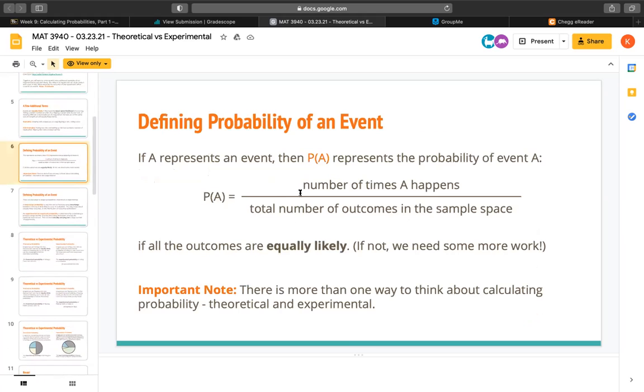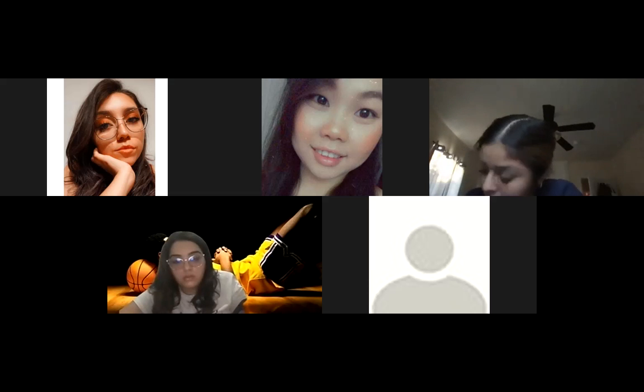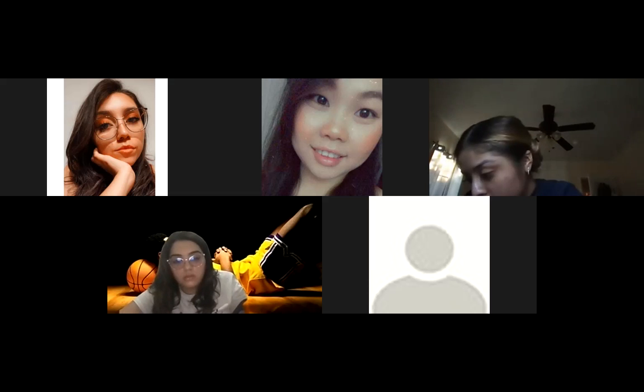So this is a formula. P(A) is equal to the number of times A happens over the total number of outcomes in the sample space. So I'm gonna stop sharing this screen and I'll share my other screen so you guys can see how I would solve it.